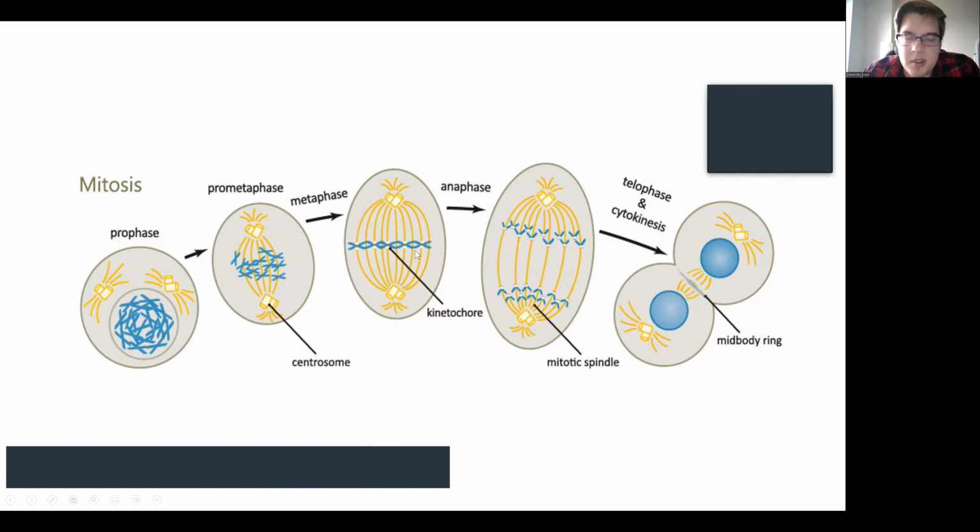Then we go into metaphase, which is where we line up all the chromosomes along the center plate, and we have microtubules attaching to each of the kinetochores. Anaphase, which is when we have that checkpoint to make sure that all the microtubules are attached, and then we start pulling on the cell to get it to start dividing. And then telophase and cytokinesis.